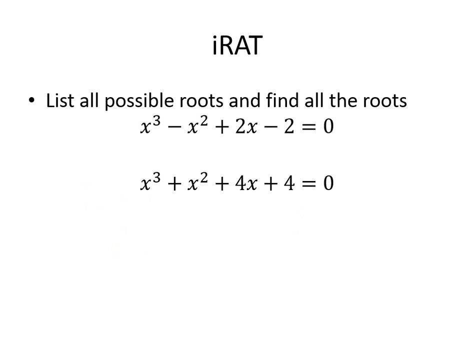Okay, so what you're going to do here is find all possible roots, or list all possible roots, and then find all the roots for each of these. So you're going to do that p over q and write out every single one that it could be, and then find the roots that there are. Okay, all right.